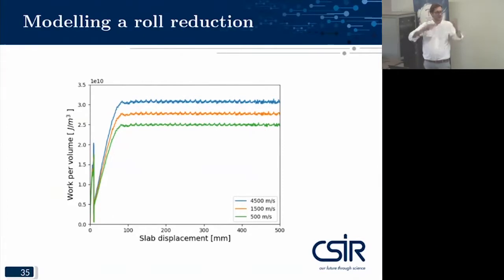More importantly, this was done at elevated temperatures, so this is only an isothermal simulation. Once you start having a cool down effect, we'd also expect that the very, very slow one would not have a constant work per volume, but it would increase as it cools down and it gets harder and harder to deform. So those are interesting things that we can now also model if we want to include more physics, taking into account the cool down and heat transfer between rollers and the cool down of the bulk material.